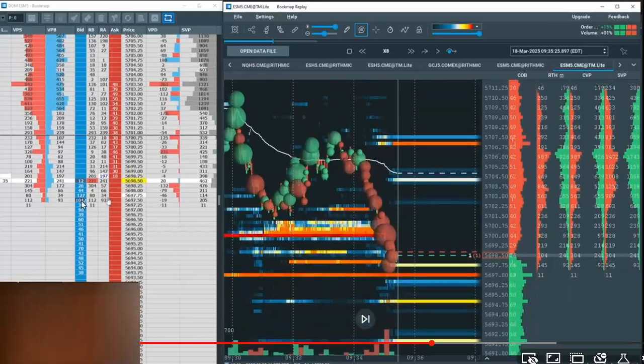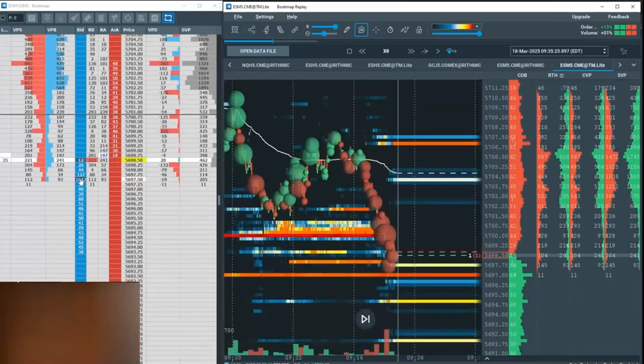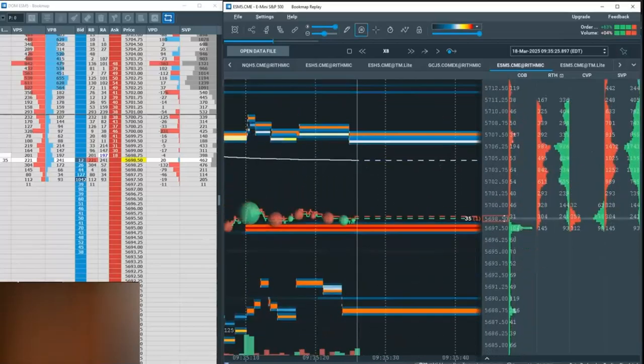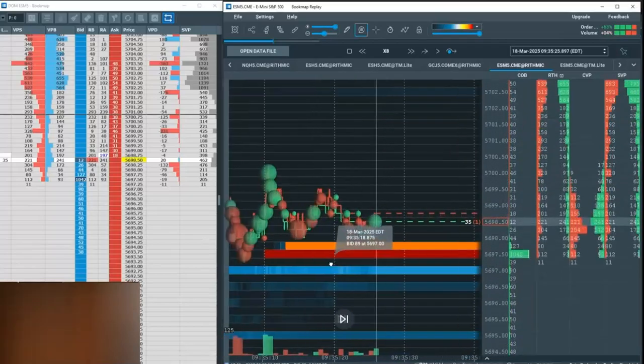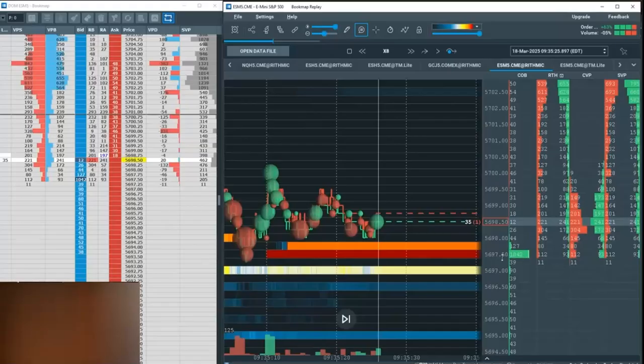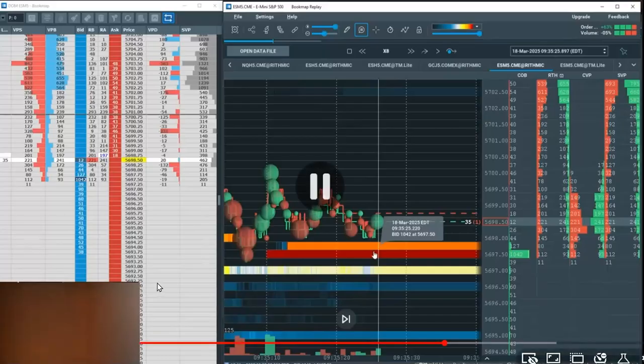97.5. We could see a large buyer here at 56.97. Now I'm going to go to this map right here, and we can see 1,042 contracts at 56.97.5. Hold my cursor over this. We can see a large passive buyer. Again, this is nice. This is kind of nice. I can understand how somebody would want that.